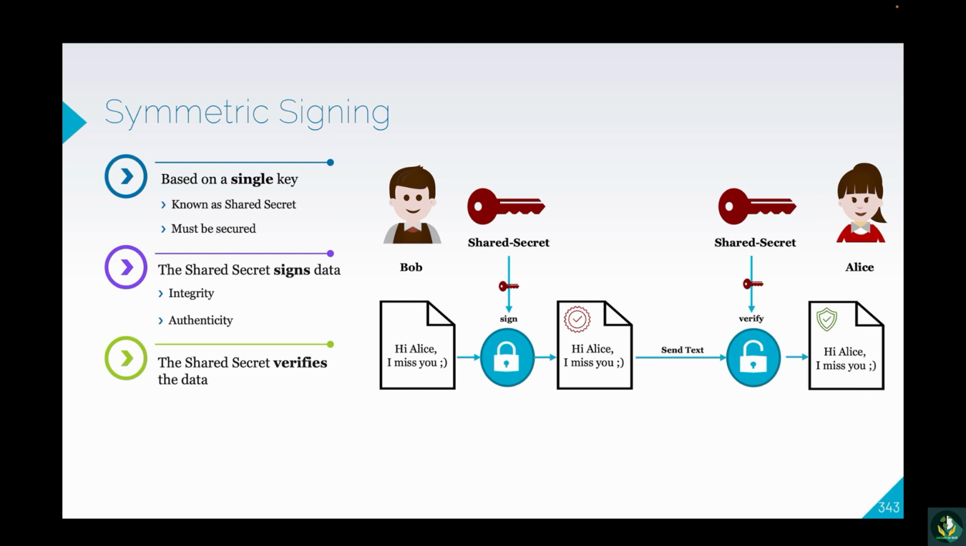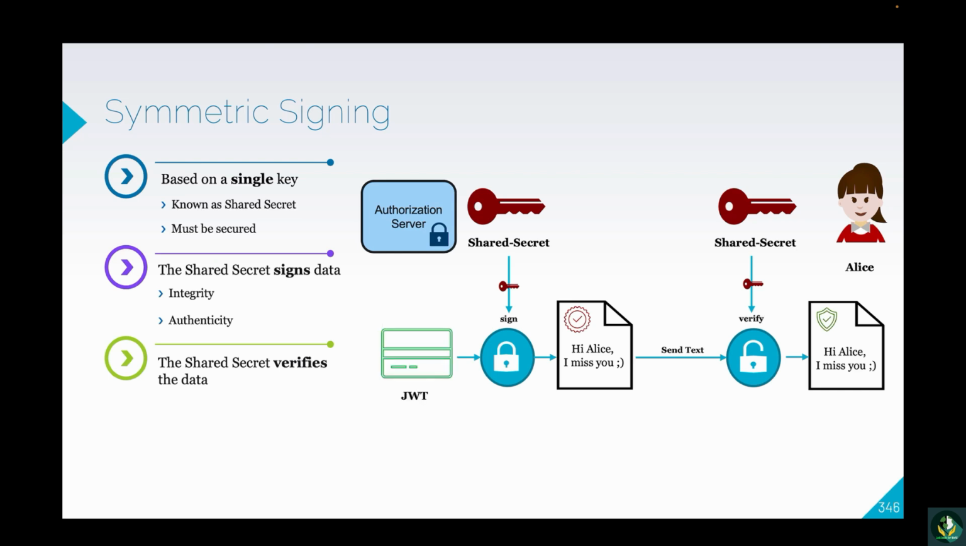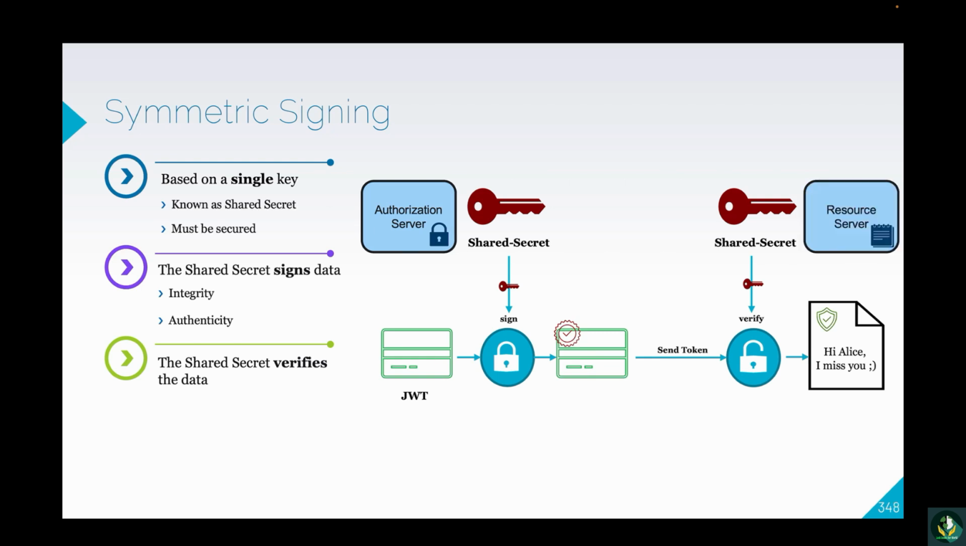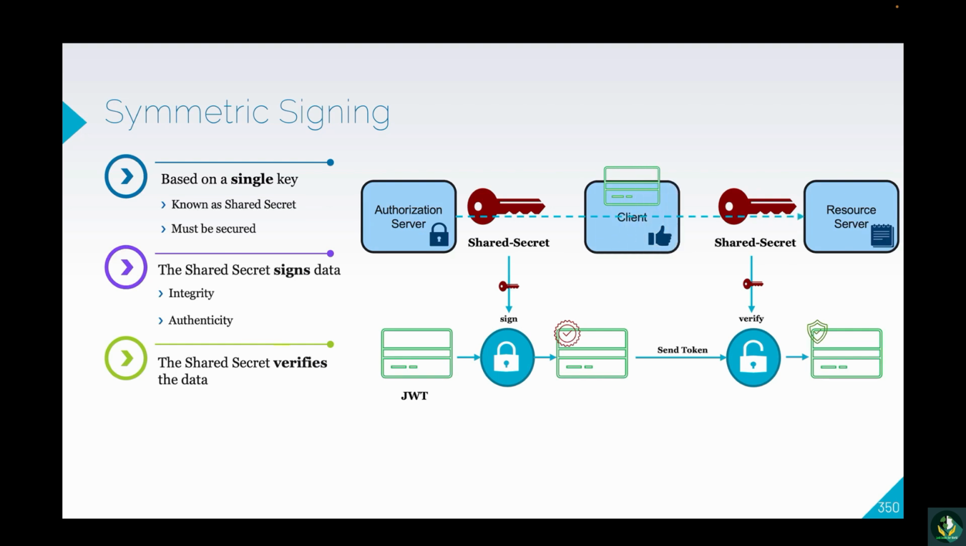Now let's relate this scenario to a JWT access token. In this analogy, Bob represents the OAuth 2 authorization server, which has a shared secret key. The message is like the JWT token that the authorization server creates and signs with the shared secret before sending it to Alice. Alice in this case is the resource server. She receives the token via the OAuth 2 client and needs to verify its signature locally using the same shared secret key.